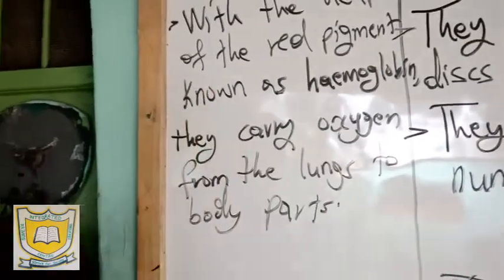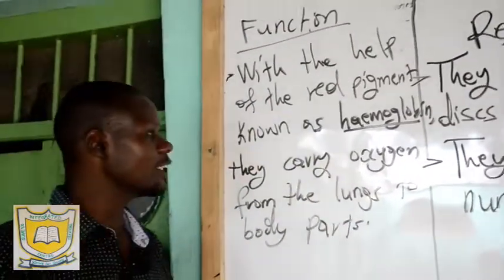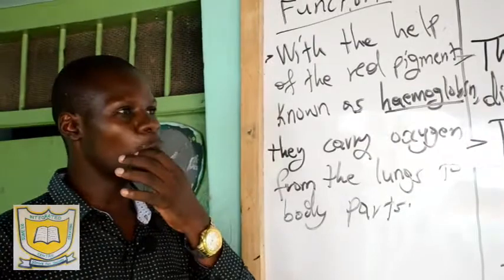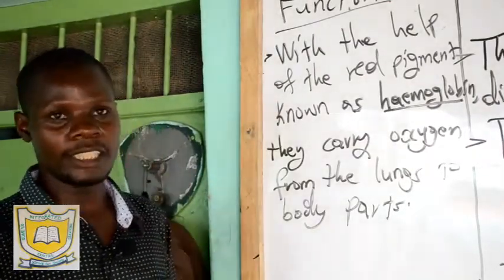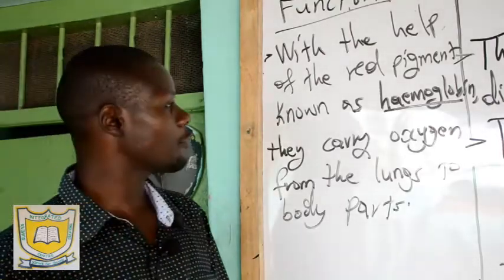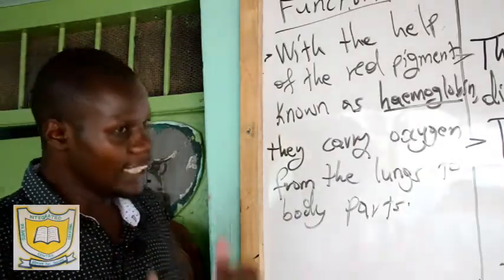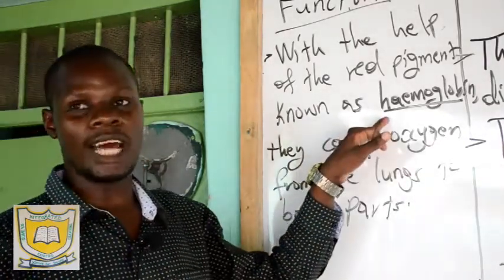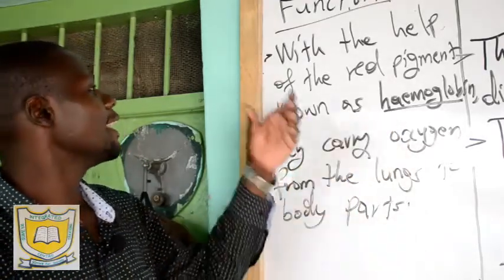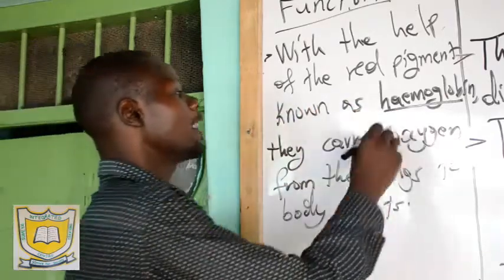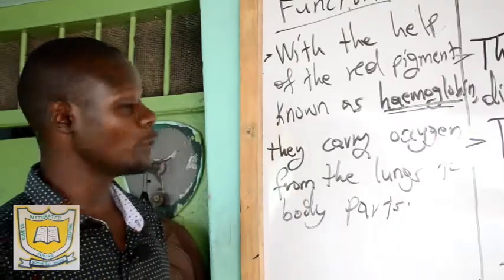With the help of a red pigment known as hemoglobin, they transport oxygen from the lungs to all parts of the body. We have said that carbon dioxide is not needed in the body, so it is transported from parts of the body to the lungs by the plasma and then outside. But the red blood cells, when you breathe in oxygen, it goes to the lungs, then enters the body through the alveoli. Then red blood cells, with the help of hemoglobin, transport it from the lungs to other parts of the body to function.